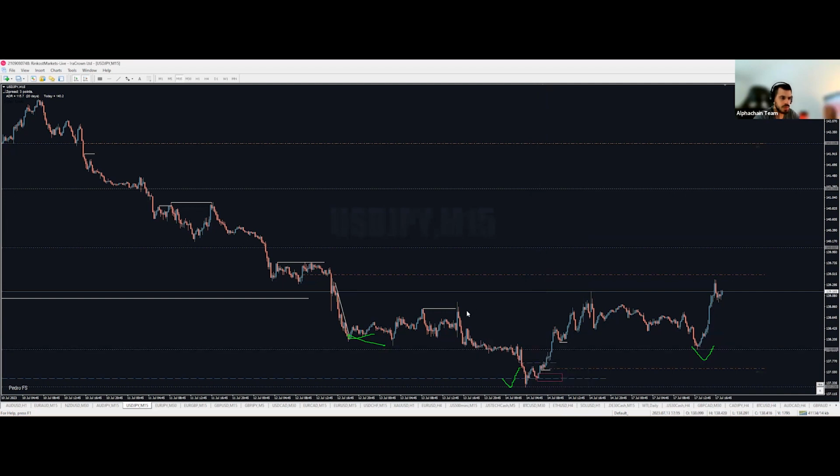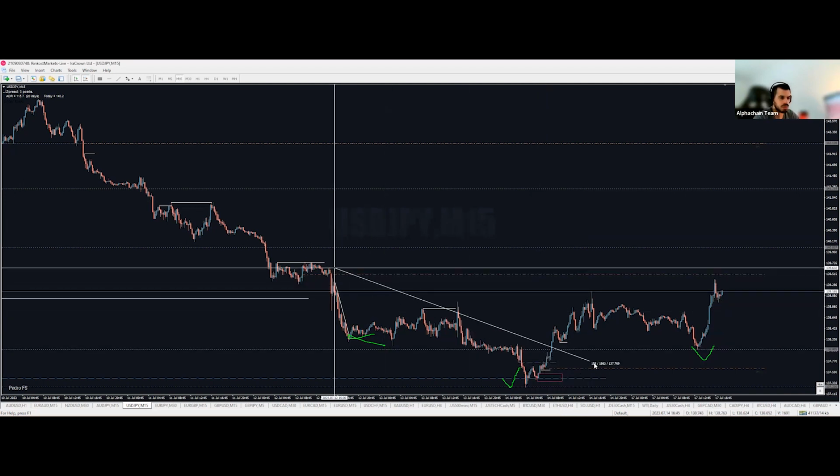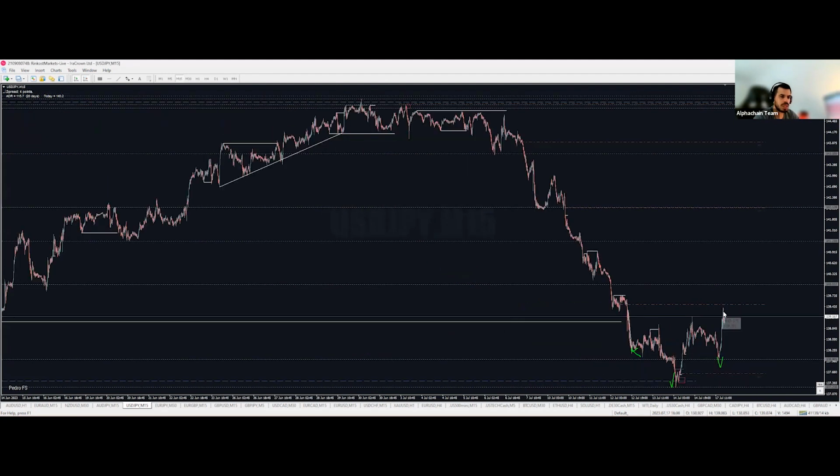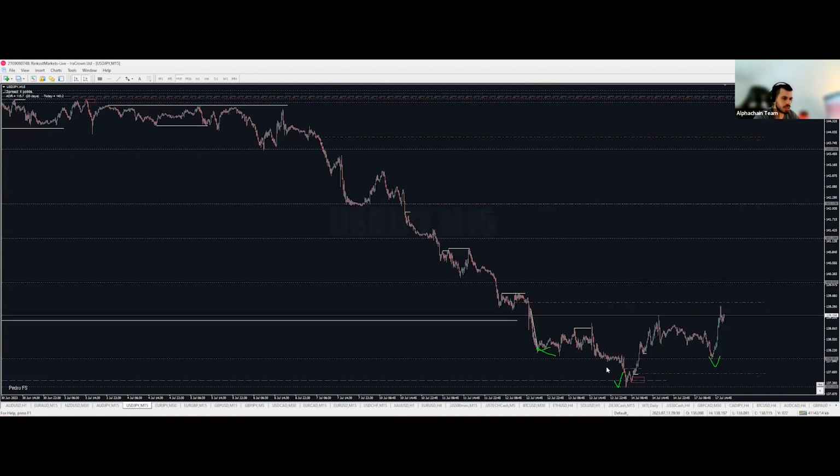Like again, maybe some break of trend line, whatever it may be, and there you go. Right, so this is the first one. Now let's take a look at the other ones that I mentioned.